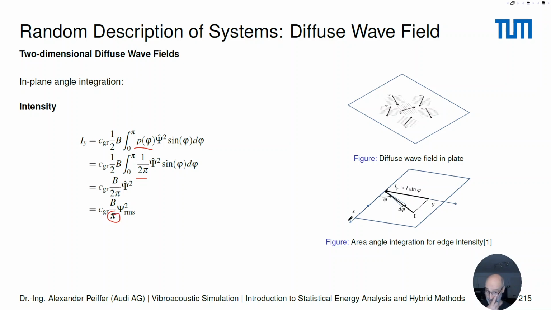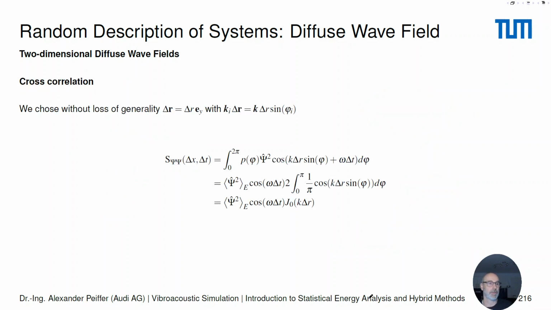This is why I said that we have to deal with all the things for each dimension separately, because we get different cross correlations in all different dimensions, and we get a different relationship between the root mean square value in the field and the intensity at the boundary. Okay, so far for the intensity. Now let's have a look at the cross correlation.